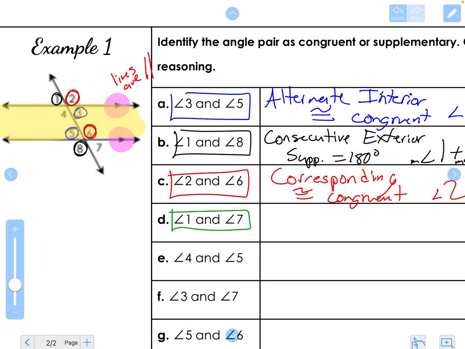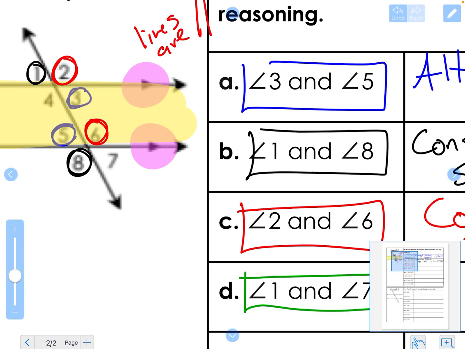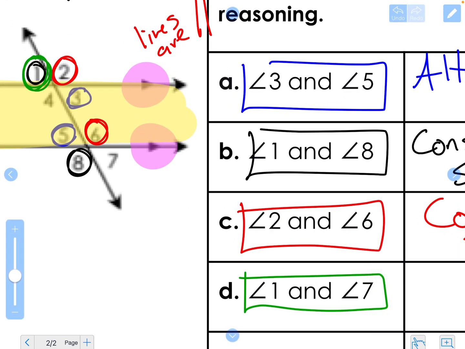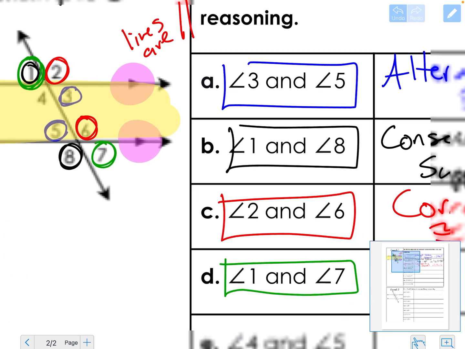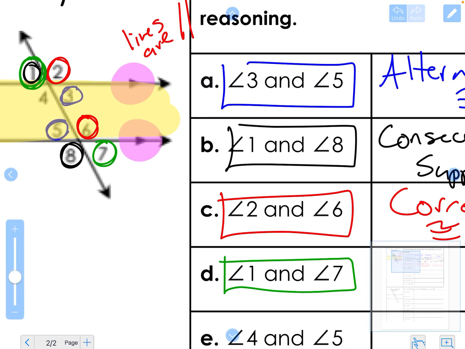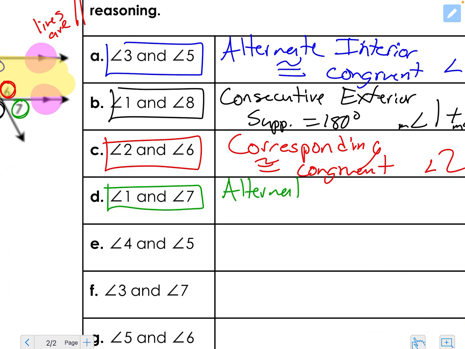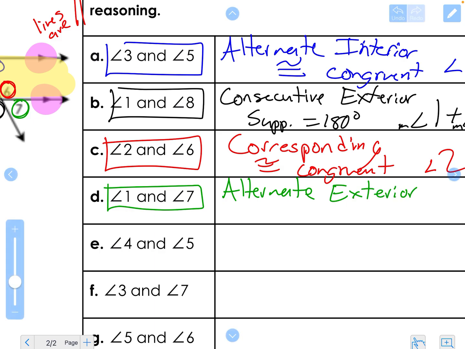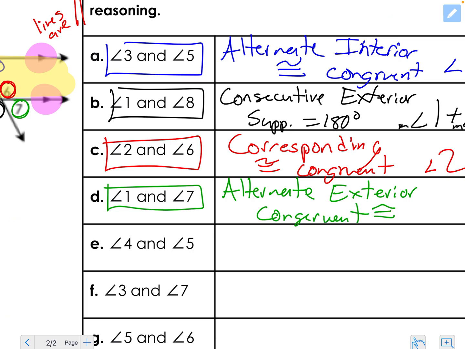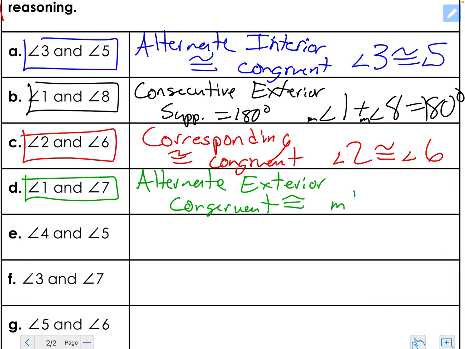So now if I look at angle 1 and I look at angle 7. We've already used 1 once, so I'm going to put a big circle around it again. I know that they are both outside the yellow, which means they are both exterior angles. I know they are on opposite sides of the transversal, which makes them alternate. So they are alternate exterior angles, which means that they are congruent. And if I have congruent angles, that means they are equal. So the measure of angle 1 is congruent to the measure of angle 7.